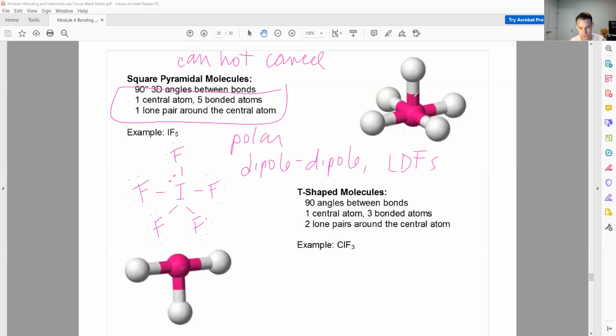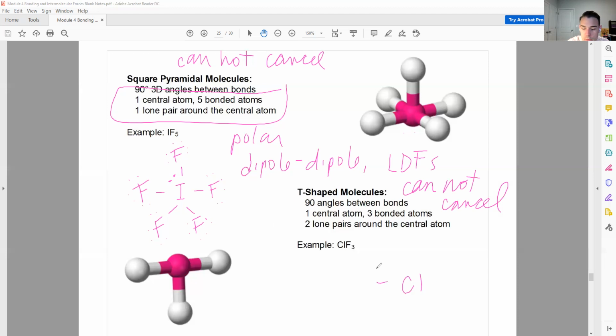And then the last shape for today, or not just for today, the last shape period, is my favorite. It's T-shaped, and it's my favorite because it's shaped like a T. You could not get more literal than that. So we've got 90 degrees between the bonds, 1 central with 3 bonded and 2 lone pairs. Boom, boom. And this one cannot cancel either. There's nothing pulling it back up.